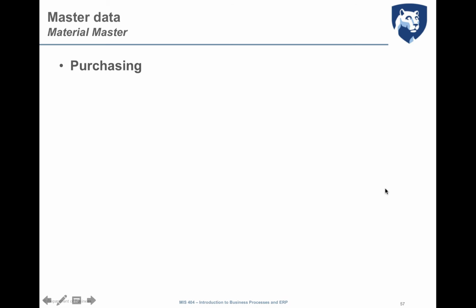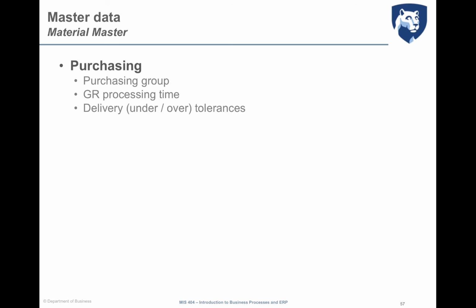Instead, what do we have as purchasing views? Purchasing data or view include what we call the purchasing group, the goods receipt processing time, and the delivery tolerance. The purchasing group, which we have discussed already, is one of the organizational elements in procurement. So it is responsible for purchasing a group of materials. So we don't spend too much time on this.